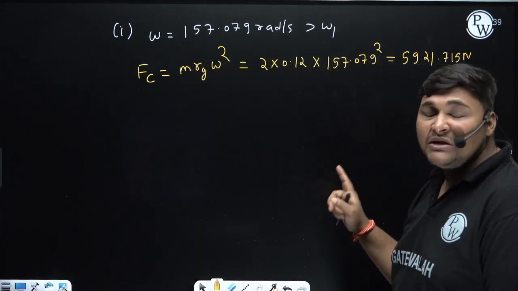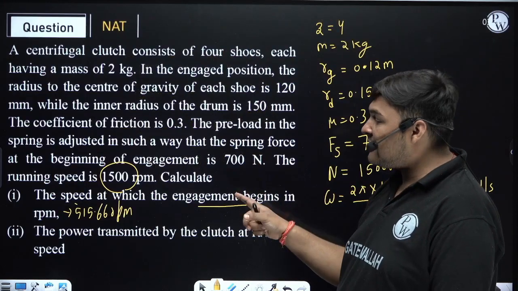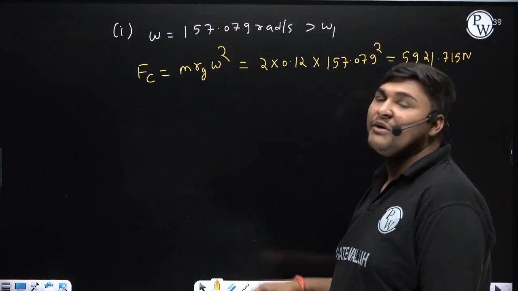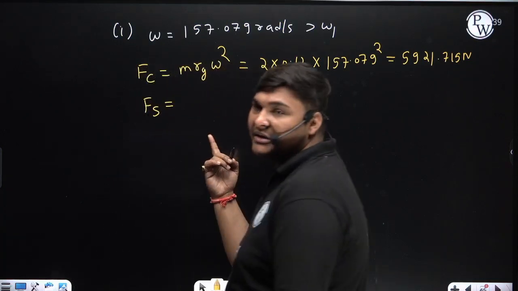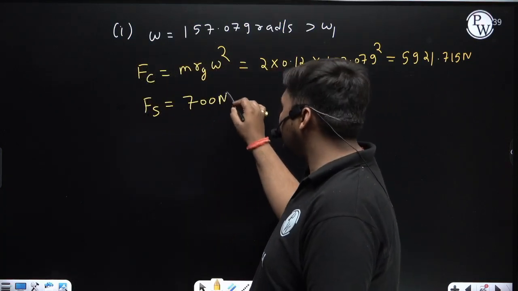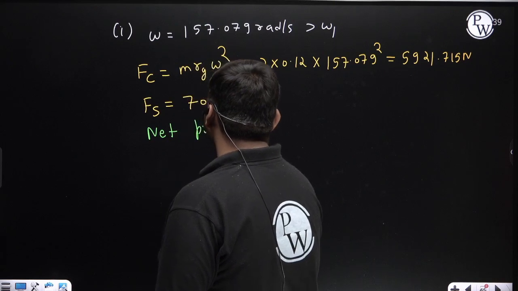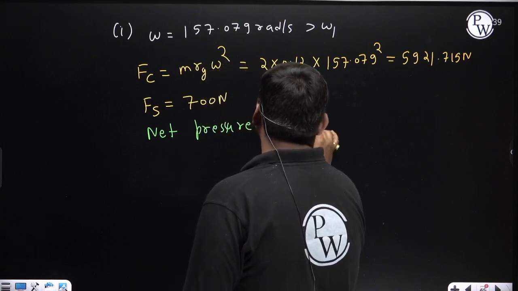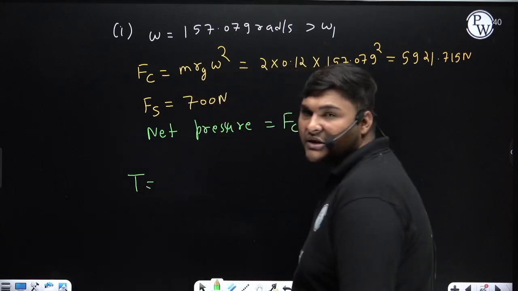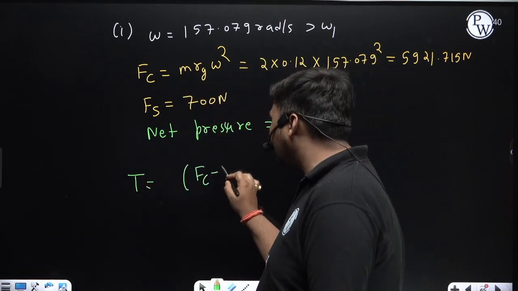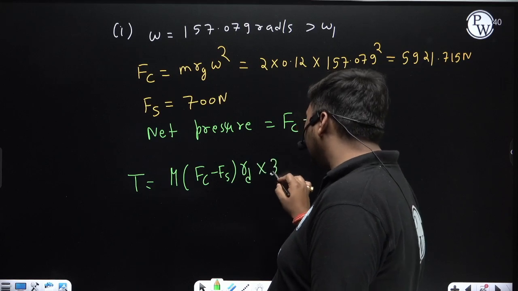Through this value of Fc, you can also conclude that this position is the engaged position. Why? If this is the engaged position, Fc will definitely come more than the spring force, and the spring force at the engaged position is 700 newton. Since Fc is coming more than the spring force, this position is the engaged position. The spring force at the engaged position will be the same, already given in the question, 700 newton. So what will be the expression of net pressure force? The expression of net pressure force will be Fc minus Fs. If you want, you can calculate its exact value, but ultimately our objective is to calculate torque. The net pressure force on the friction lining is Fc minus Fs. So the friction force will be mu into (Fc minus Fs), torque will be that into Rd, and the total torque transmitted will be that into Z.